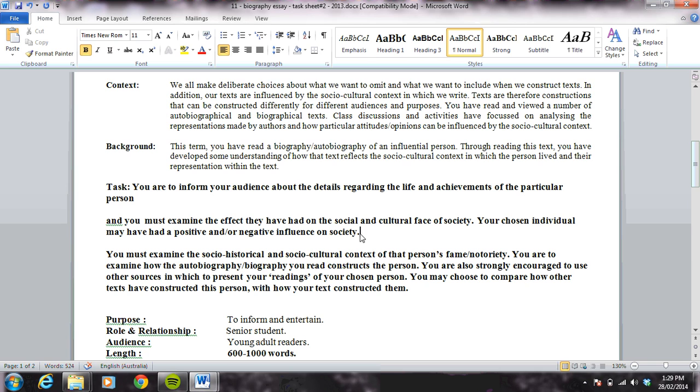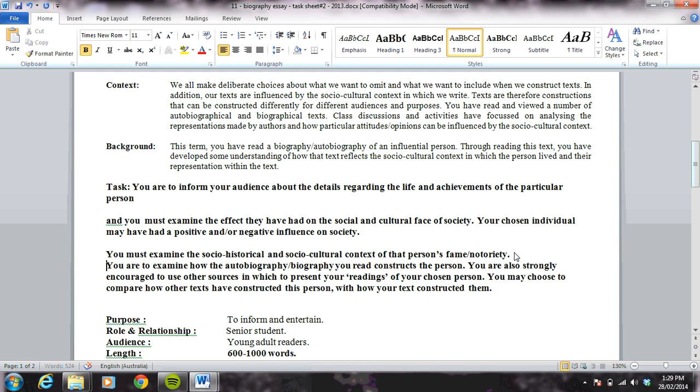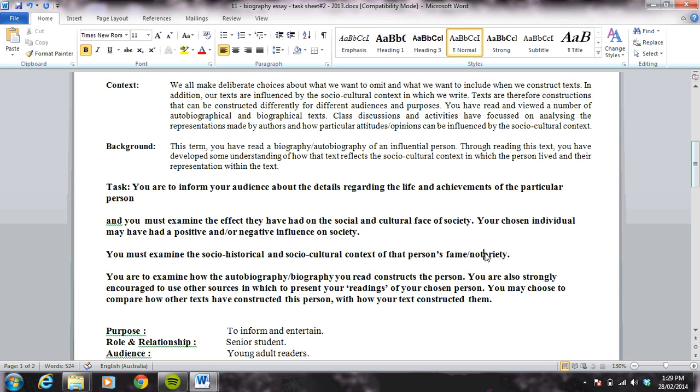Now this next section of the task is asking you to examine the socio-historical and socio-cultural context of that person's fame and notoriety. The word notoriety means what someone is known for. This particular section proves to be the most difficult, because what you're needing to do is look a little bit deeper at your person, and talk about how the person's historical context, the culture that they live in, the society that they're a part of, has influenced why this person is famous.